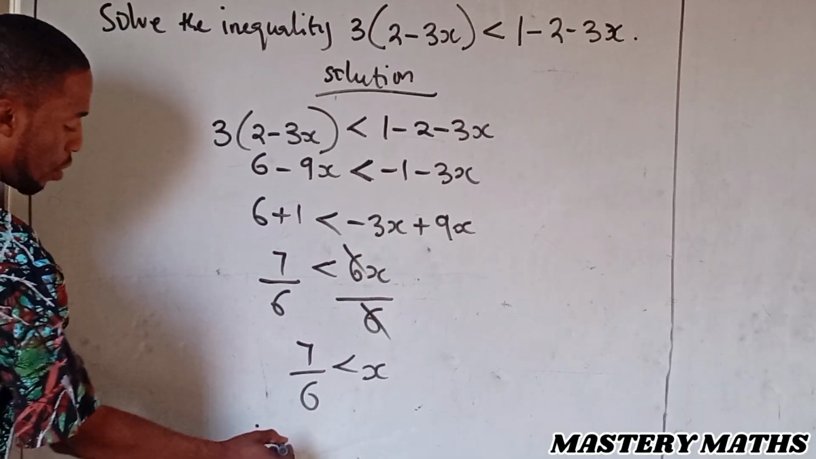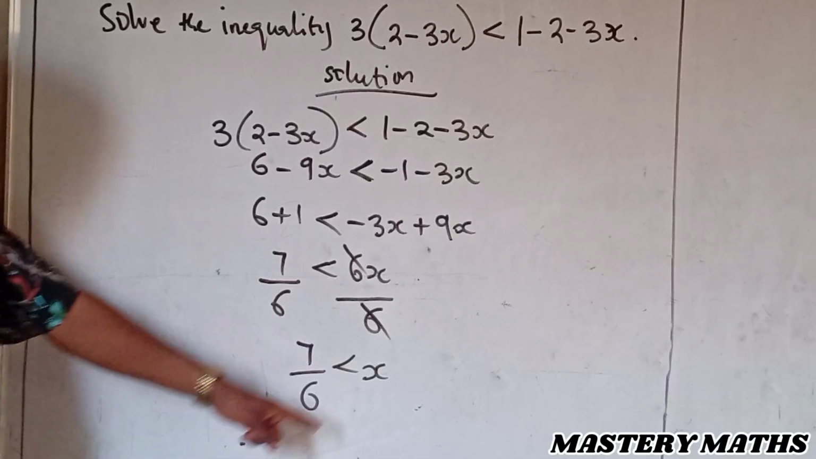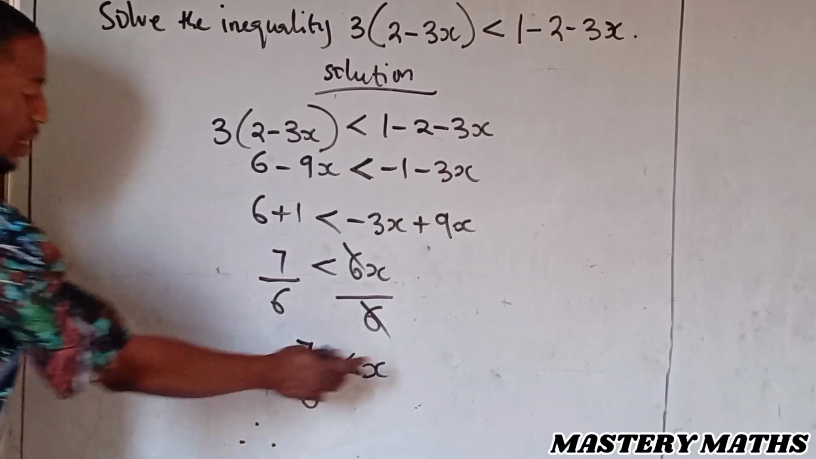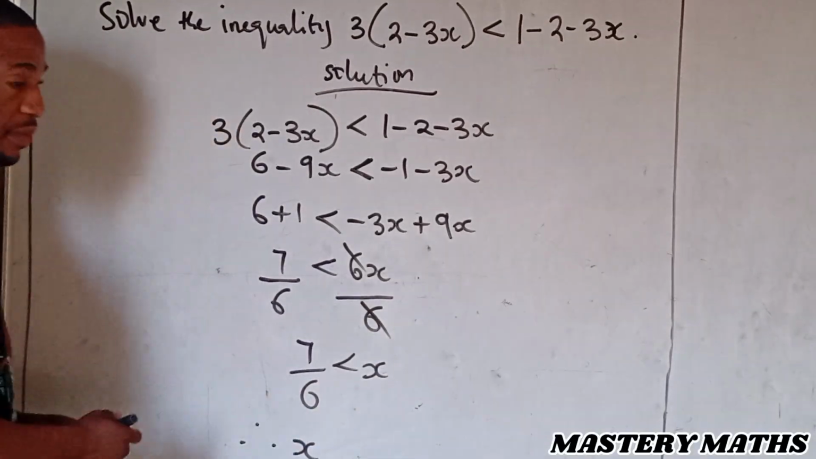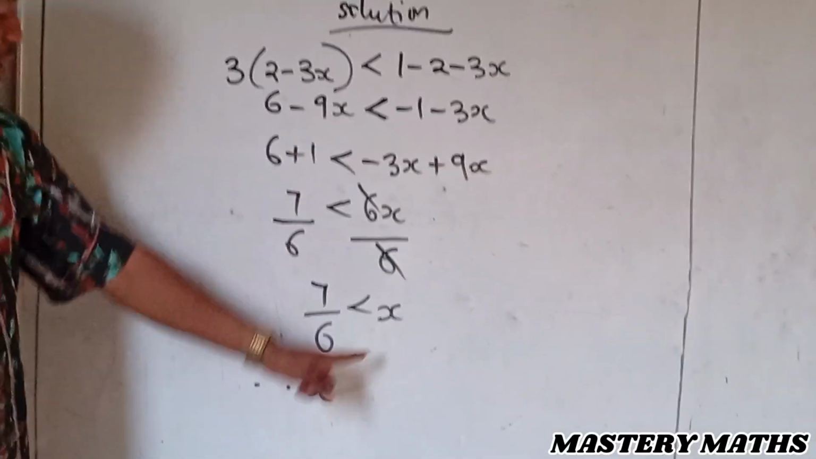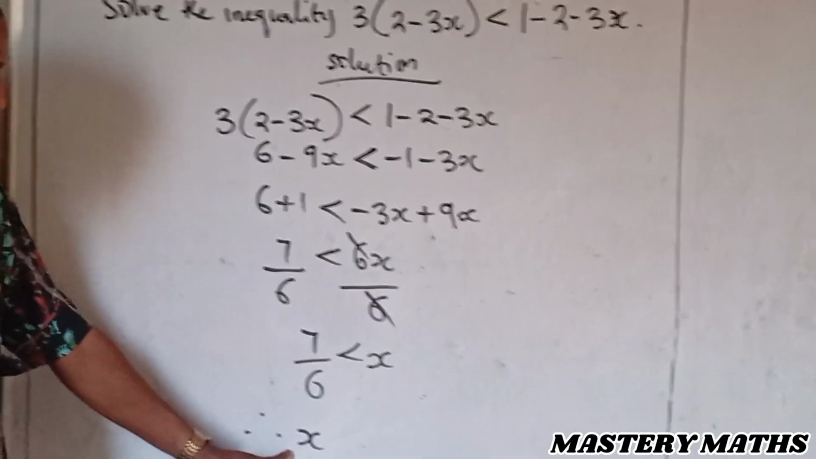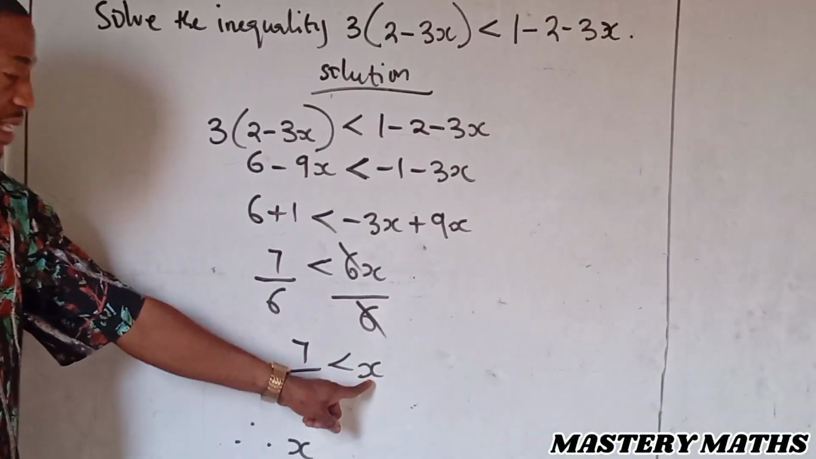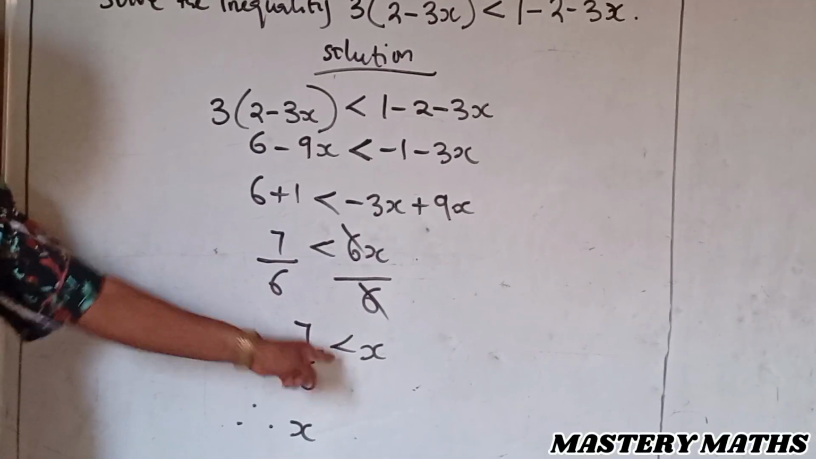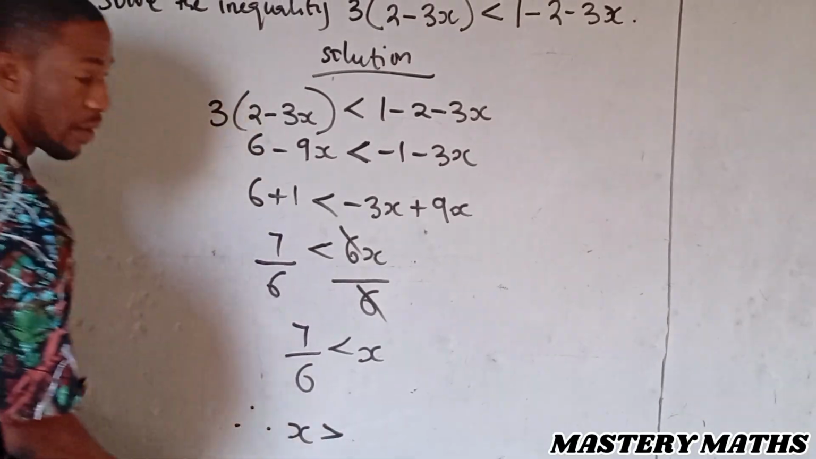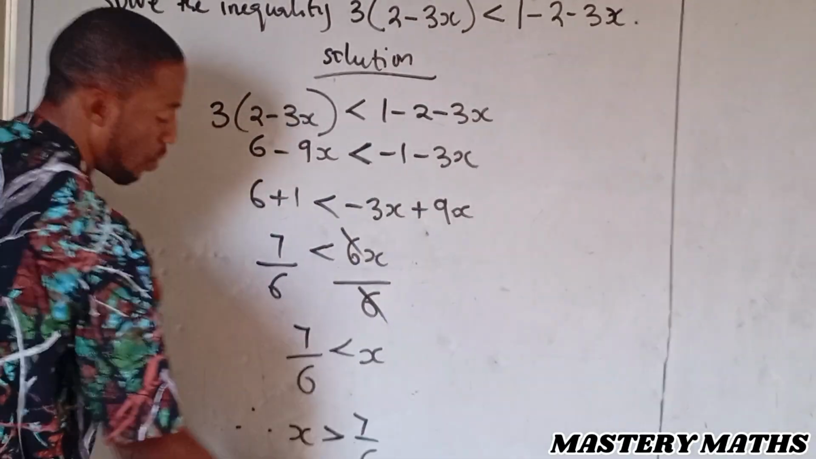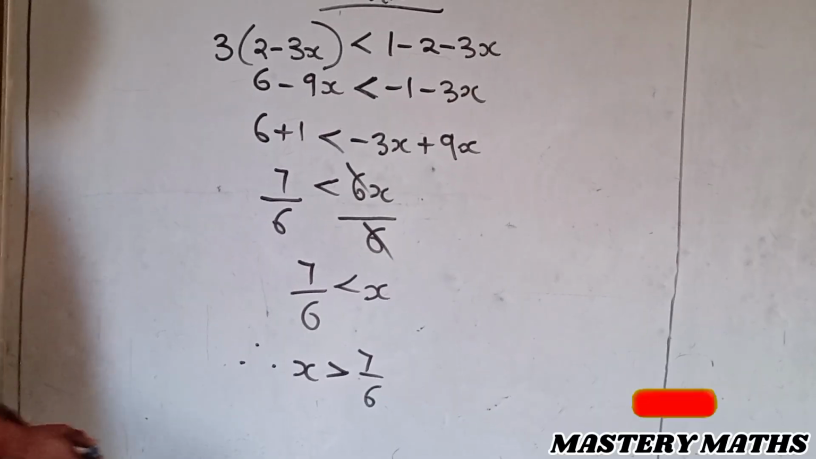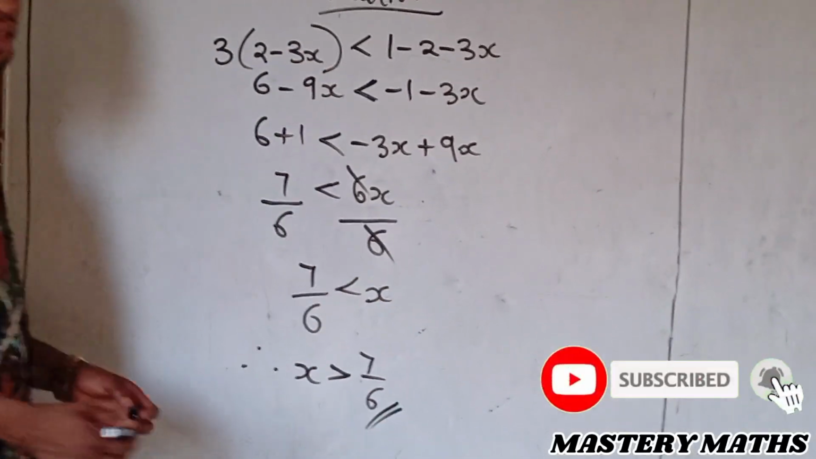Now, we say, therefore, when you look at the board, we need to bring this x to this side. And remember, whenever you have your therefore and your x comes to this side, the sign will change. For the fact that this x decided to come this way, this less than will change to greater than 7 over 6. Let me set it down. 7 over 6, which is the answer.